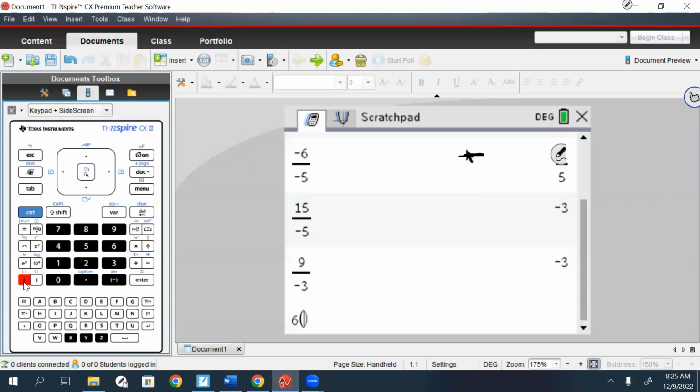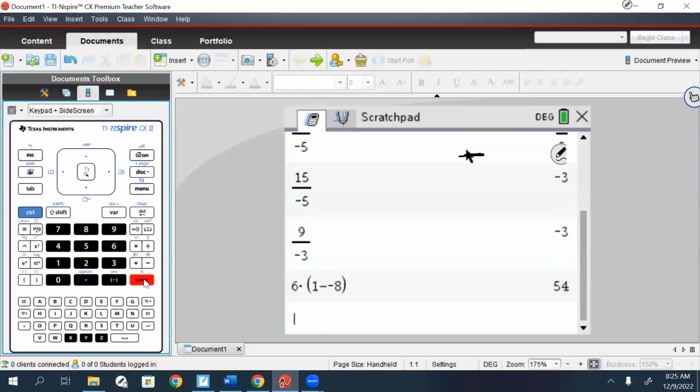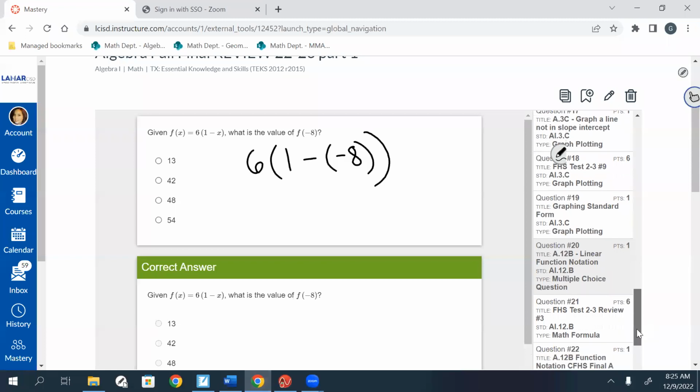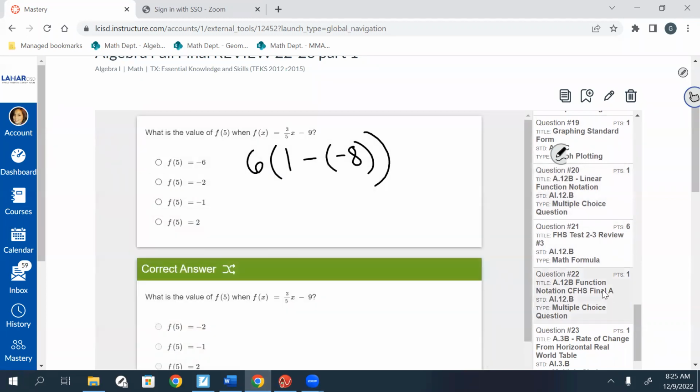So 6 times 1 and subtract parentheses, negative 8, close parentheses, close parentheses. You have to make sure you close up all the parentheses. And then press enter, and there you go. So the answer should be 54. Okay, this one's same concept. Same concept here as well.